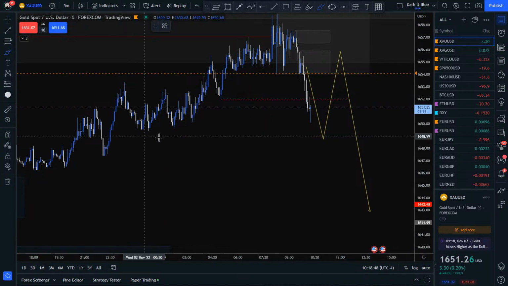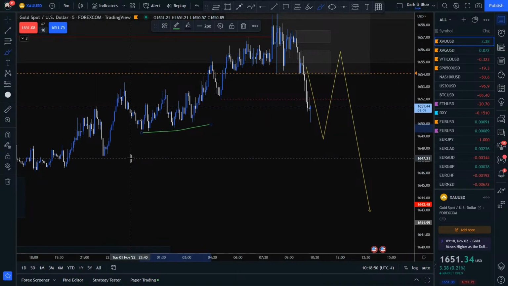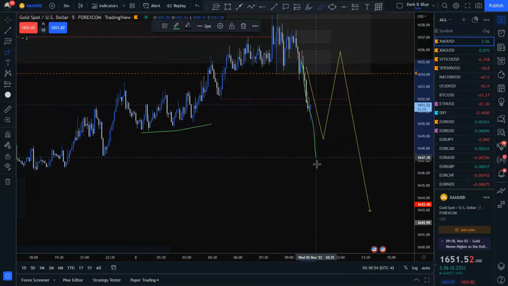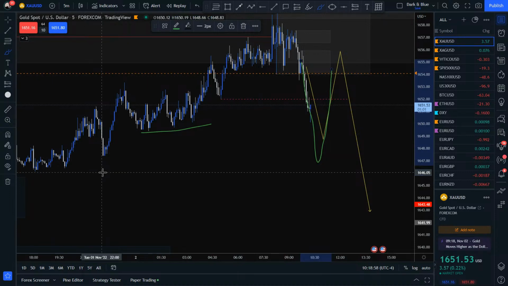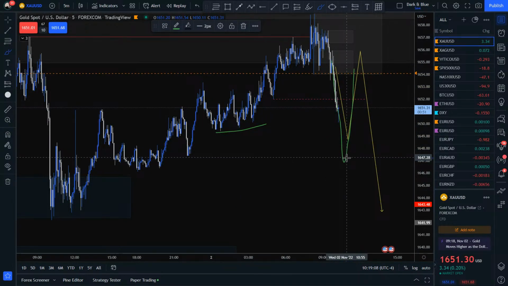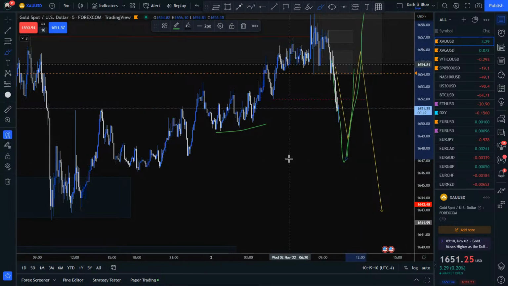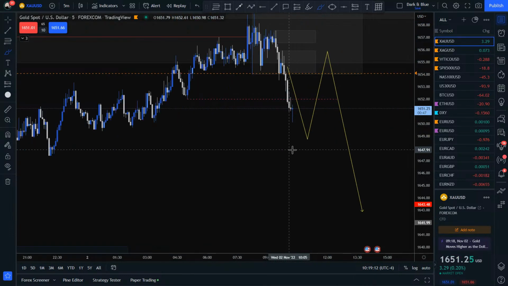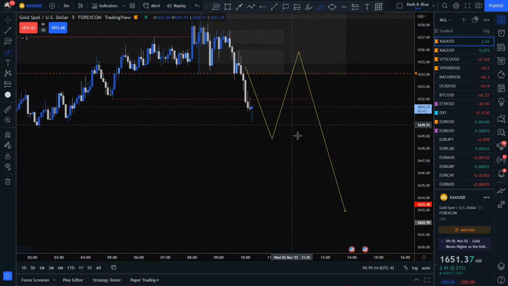Why? Because of the sell side liquidity here. I don't want price to come down, sweep all of that, and then come up, because I look at buy side and sell side liquidity as fuel. And if it gets enough fuel, it'll blast through our little zones and whatnot. You understand what I mean?